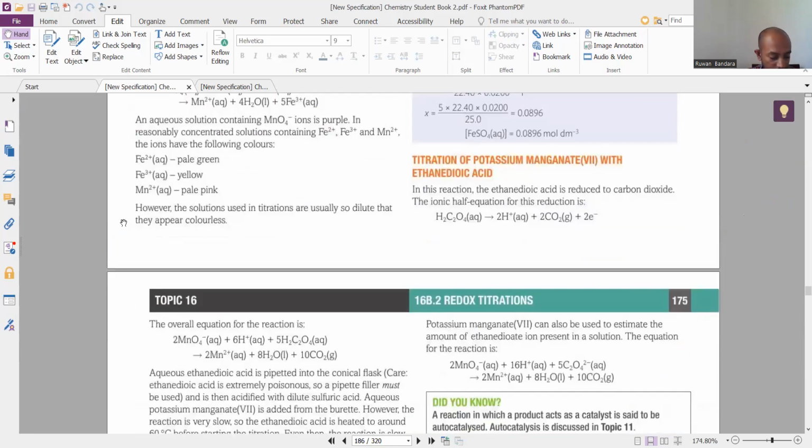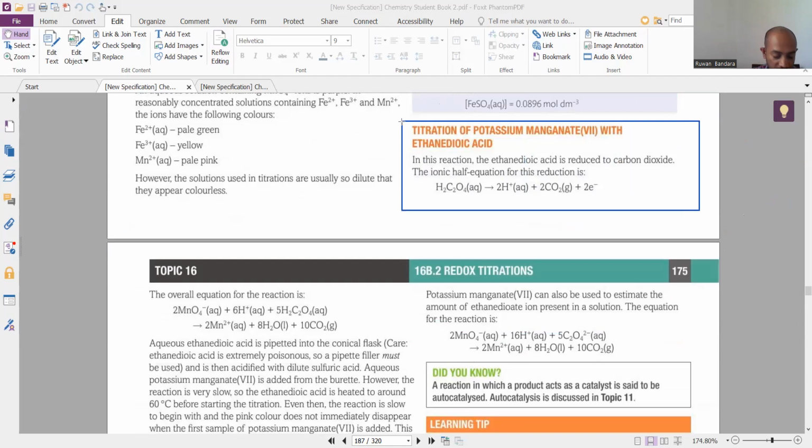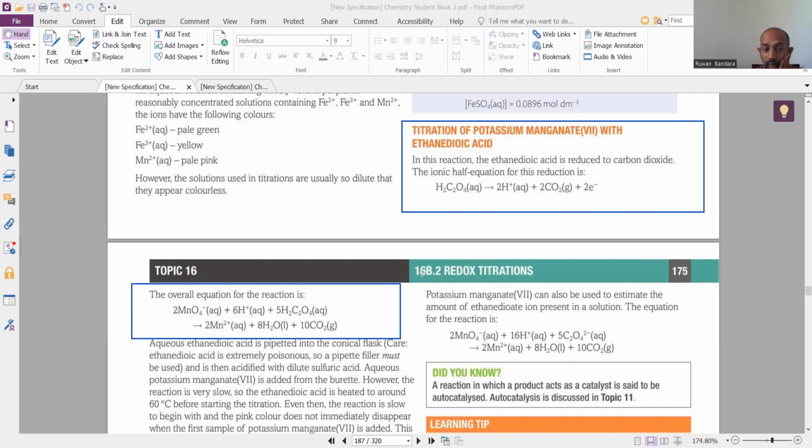Then the second one, titration of potassium manganate with ethane dioic acid. Right? And this is the overall equation. But here the ratio is 2 to 5.